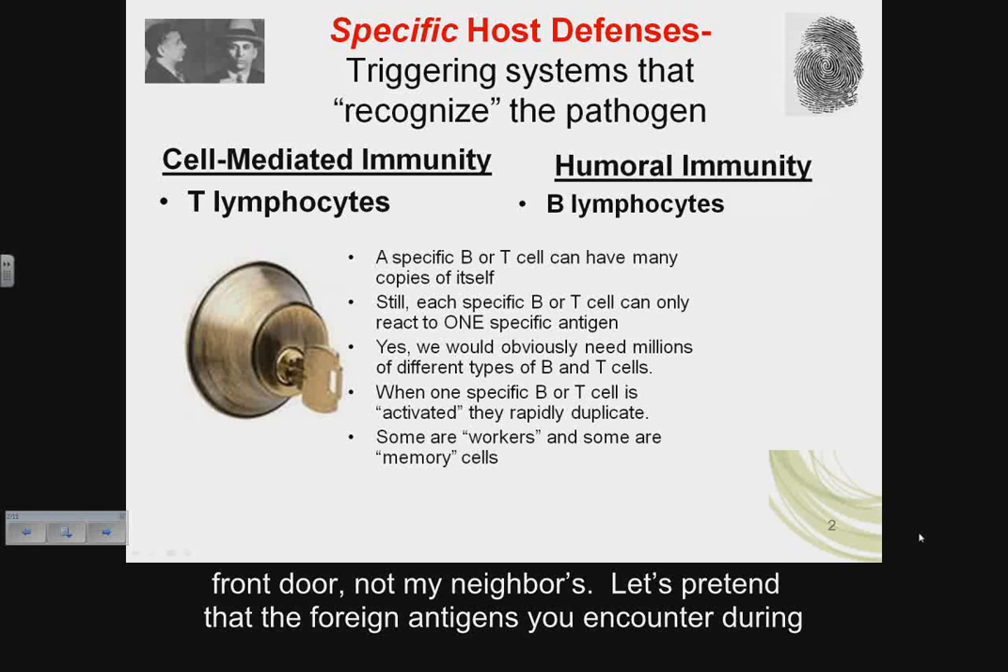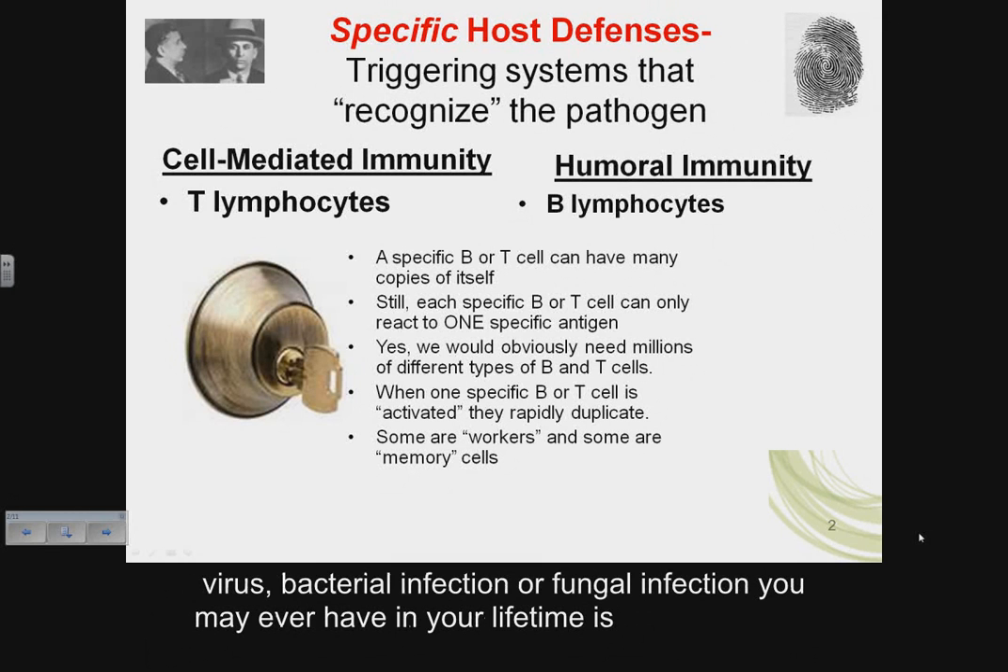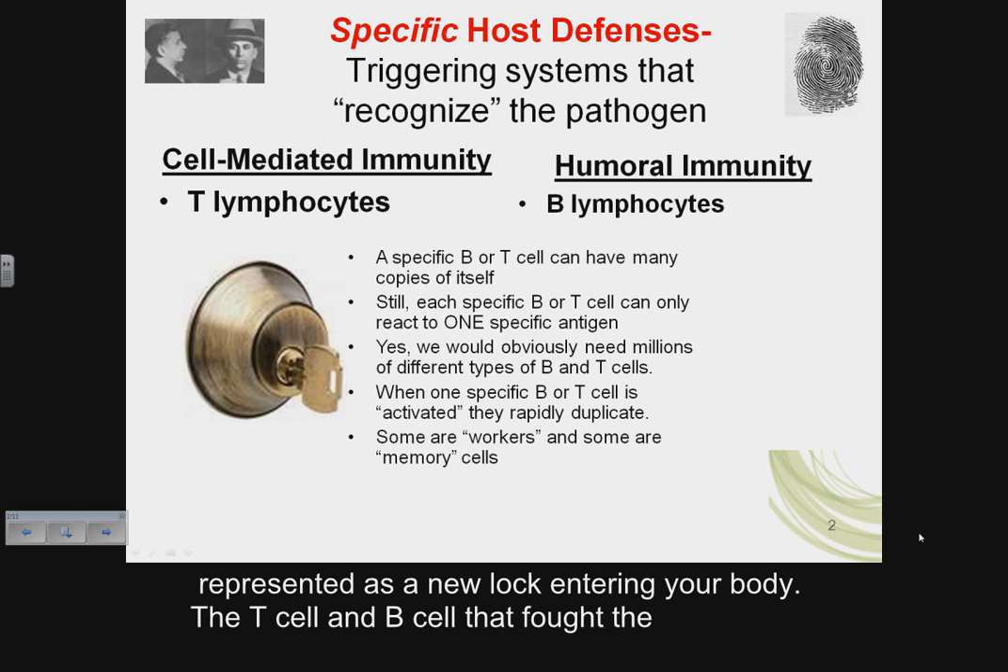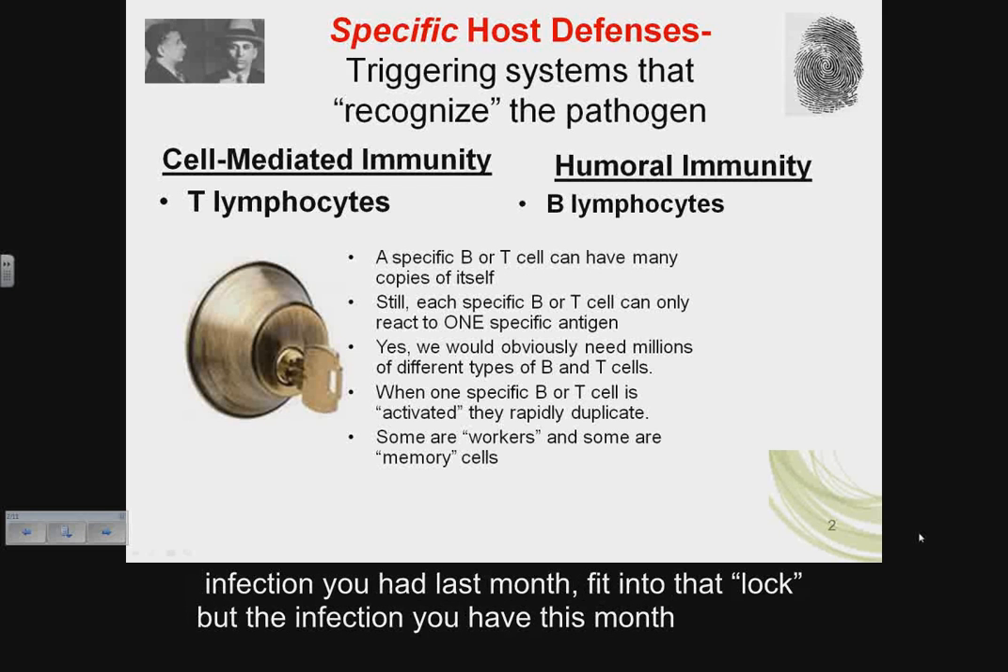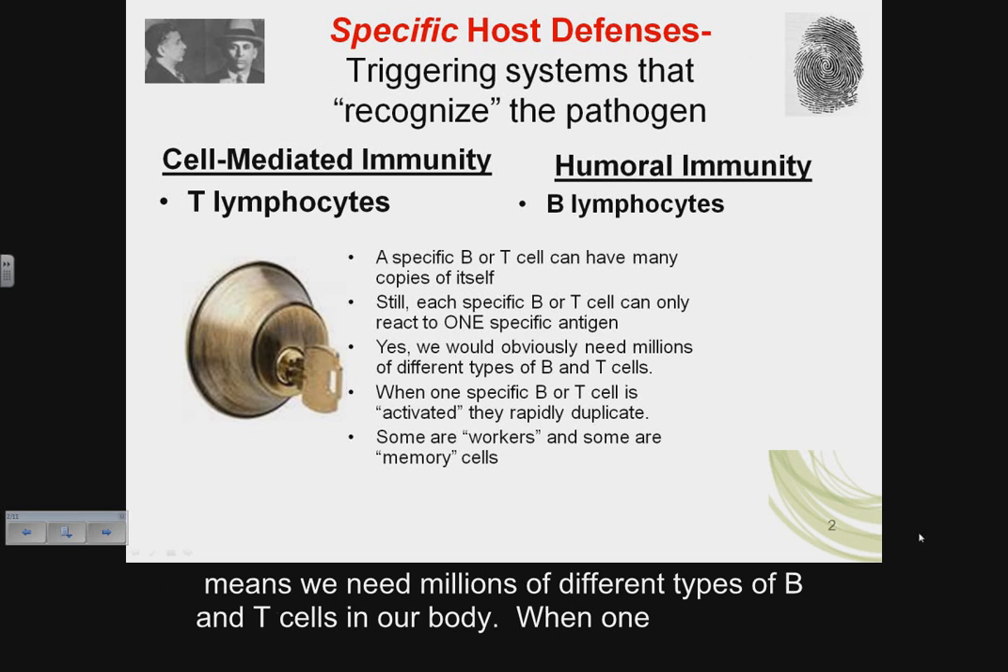Let's pretend that the foreign antigens you encounter during your lifetime are represented as locks, and your T cells and B cells are keys. Each flu, virus, bacterial infection, or fungal infection you may ever have in your lifetime is represented as a new lock entering your body. The T cell and B cell that fought the infection you had last month fit into that lock, but the infection you have this month is a new lock, and thus a new key must be used to fight that infection. Obviously, this means we need millions of different types of B and T cells in our body.